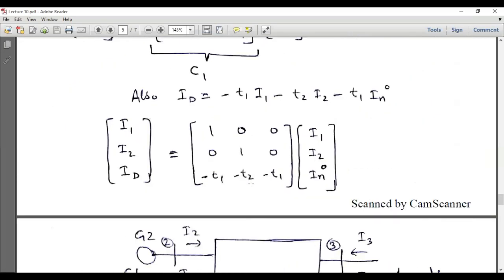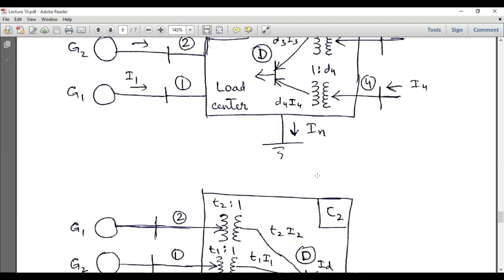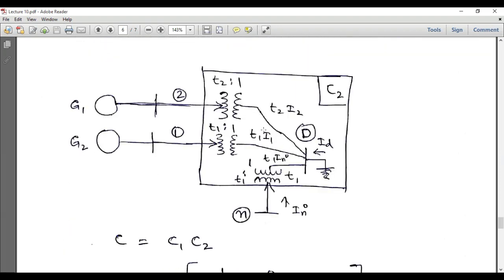And now we will transform this C2 matrix, and we will evaluate its equivalent circuit, which constitutes this C2 transformation matrix. So in this transformation matrix, we have ID equal to minus T1 I1 minus T2 I2 minus T1 IN naught. So this is the equivalent circuit of this C2 transformation. And this is our first bus, this is our second bus, and we must have three currents over here, T1 I1, T2 I2, and T1 IN naught.